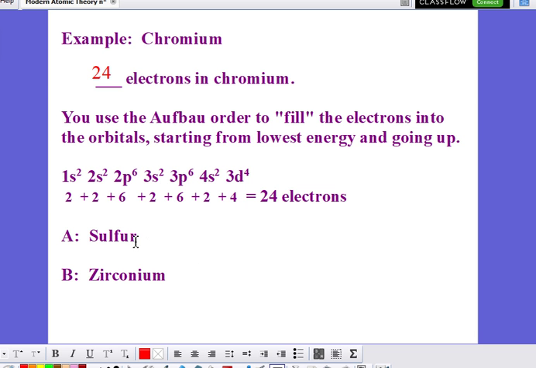I want you guys to take a second, pause the video, and try sulfur and zirconium. Step 1, of course, is finding the elements on the periodic table and how many electrons they have. And then step 2 is going to be working through their configurations. Alright, use Aufbau order, work through the configurations.